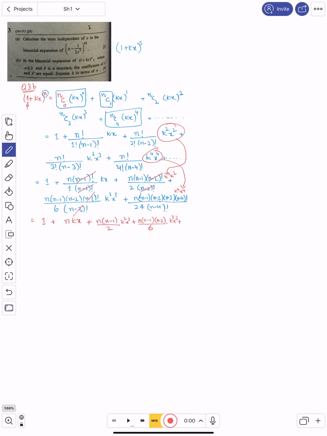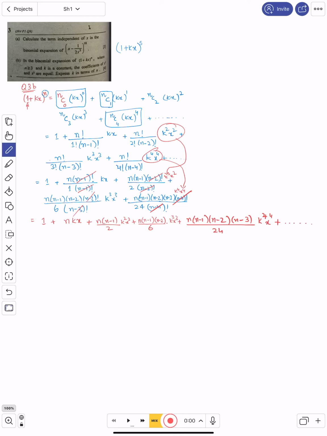we can have a fourth term, so n minus 4 factorial is cancelled with this, so we are remaining with n into n minus 1, n minus 2 and n minus 3. Okay, 24, and then the family of coefficient k4 and x4.